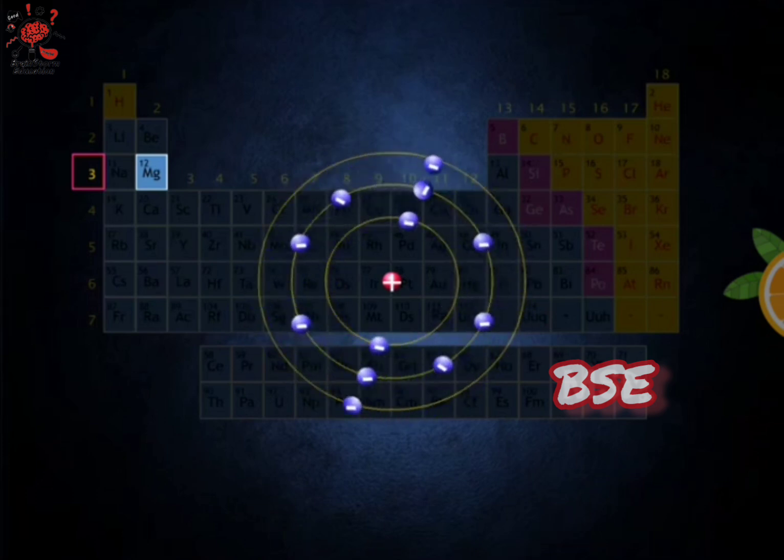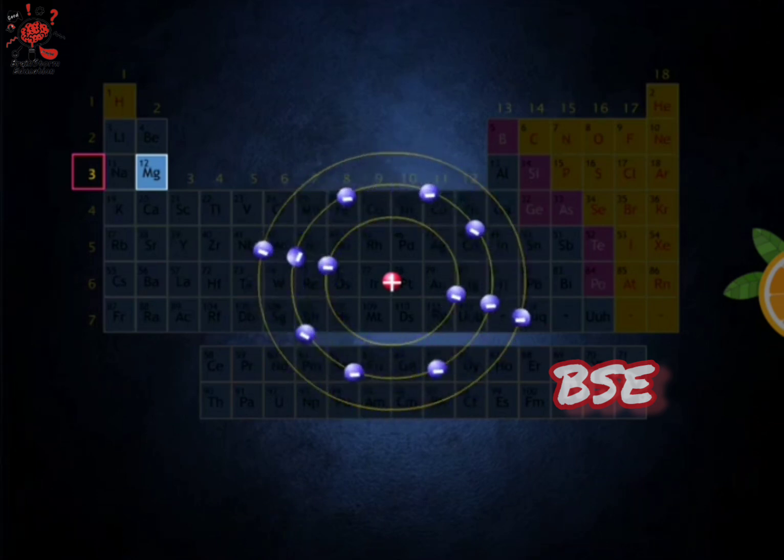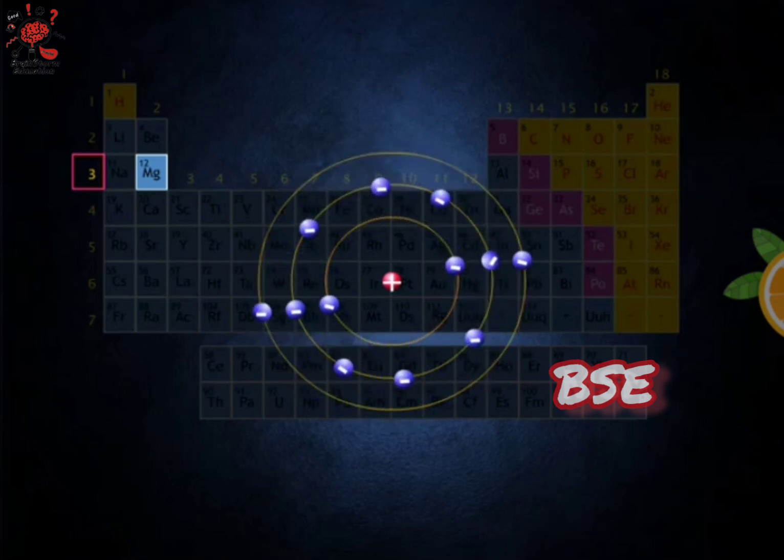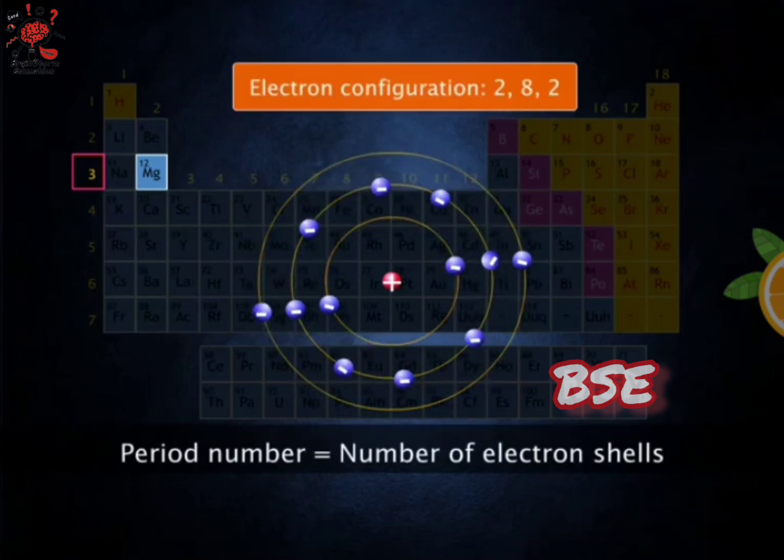So, magnesium, which is an element placed in the third period, has 3 electron shells. This suggests that the number of electron shells in a given element equals the number of the period in which the element is found.